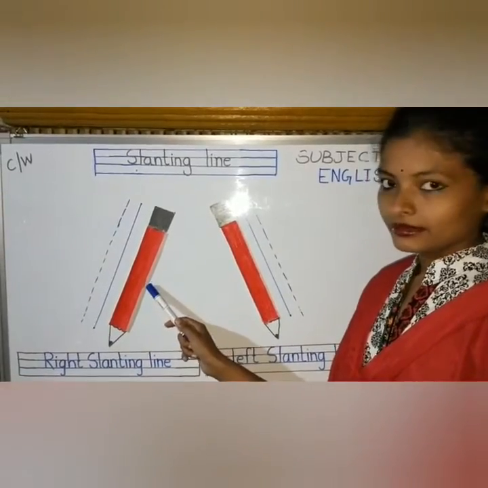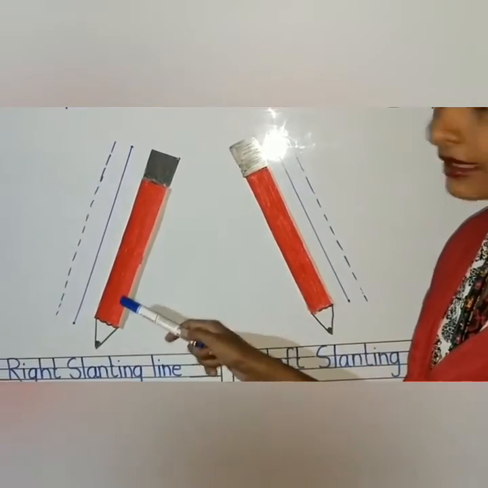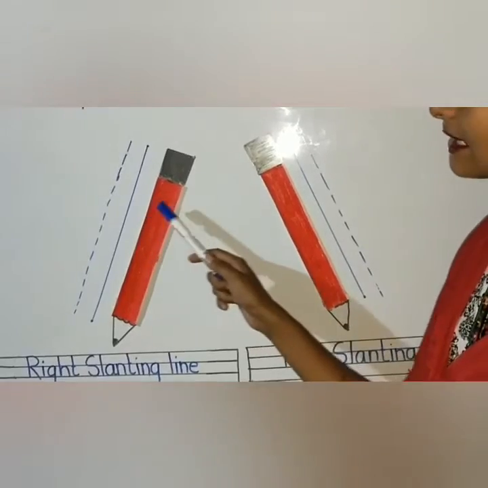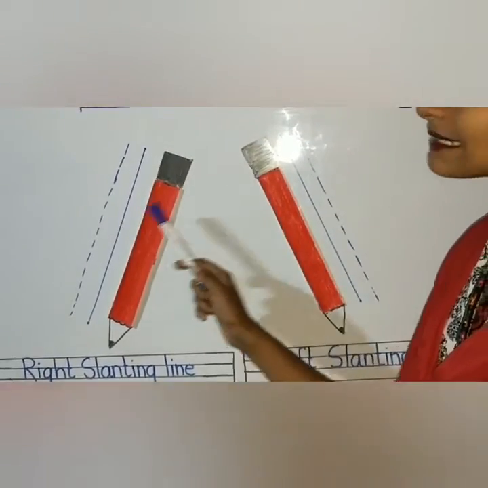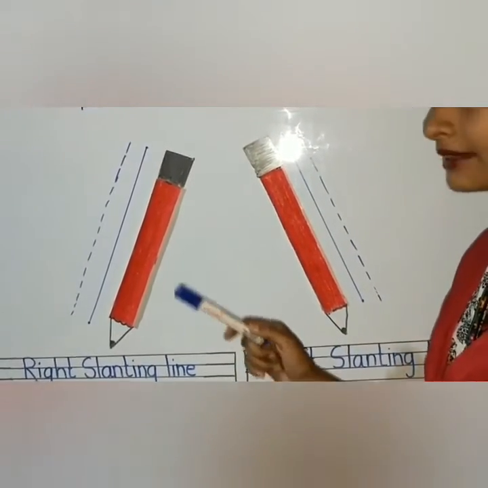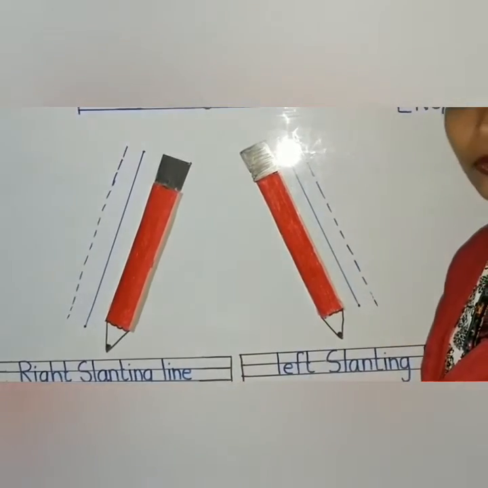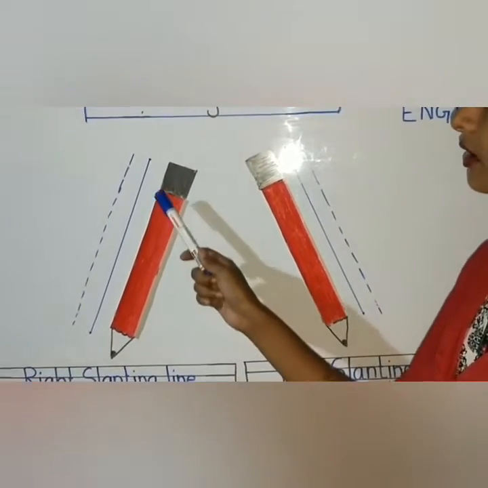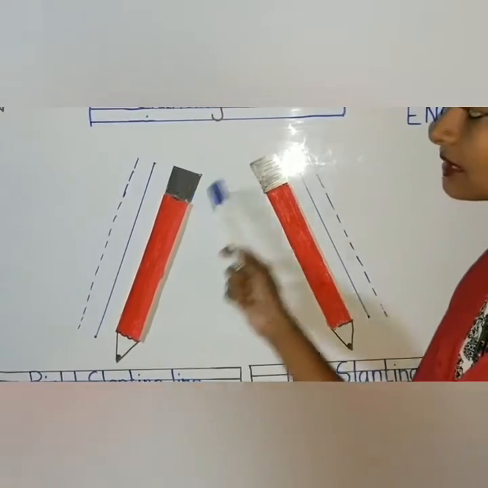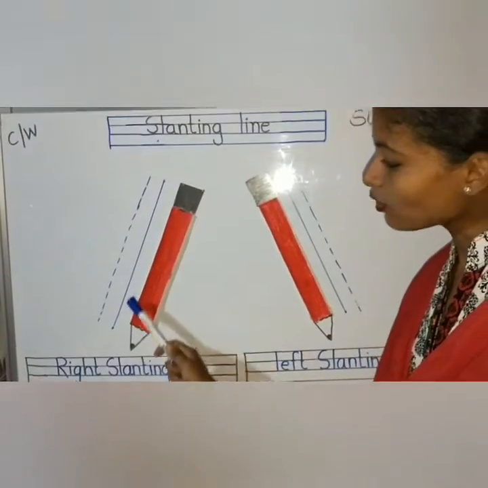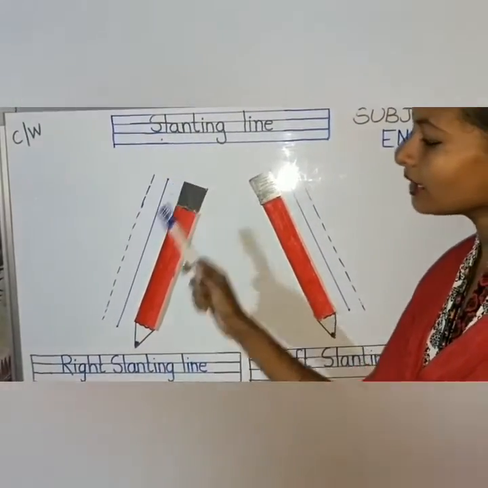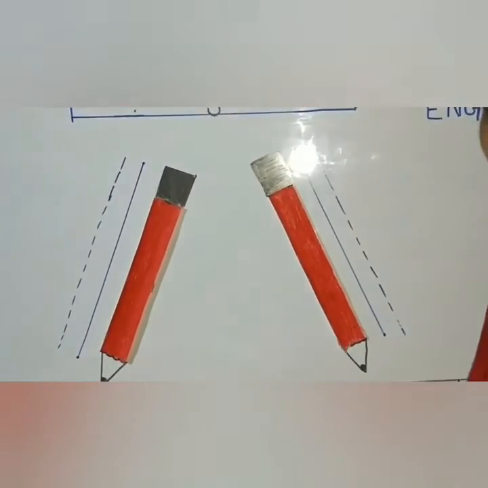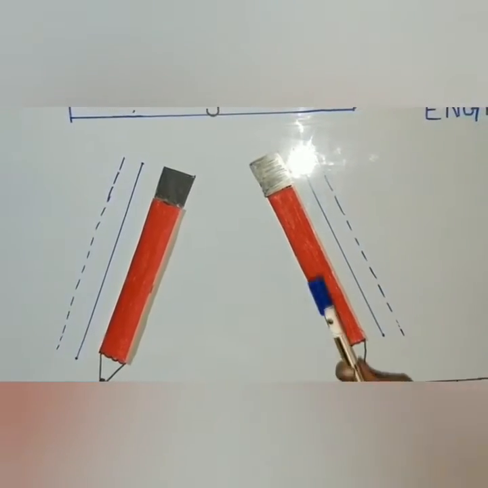Now come here. This is a pencil. This pencil is in a slanting position. Right slanting position. Okay children? Right slanting position means the line is little bent towards right and goes down straight from upward to downward. Okay children? Now come here.